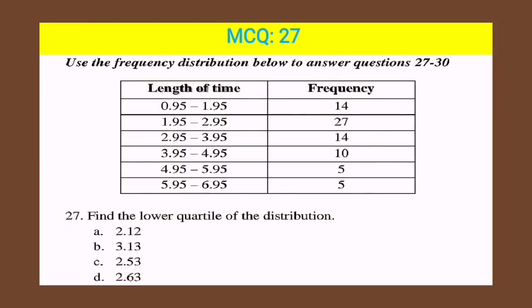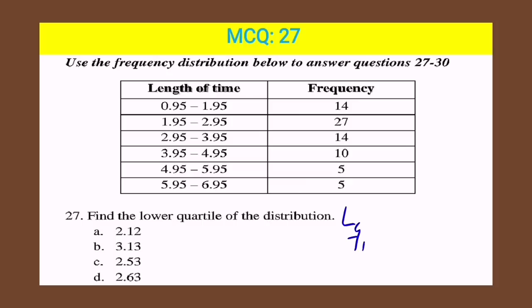Then you have another set of data. Use the frequency distribution table to answer questions 27 to 30. So that's why we have this in here. For 27, we are asked to find the lower quartile of the distribution. To find the lower quartile of the distribution, here is grouped data, so you should use a formula. The lower quartile, that is the first quartile, which is Q1.